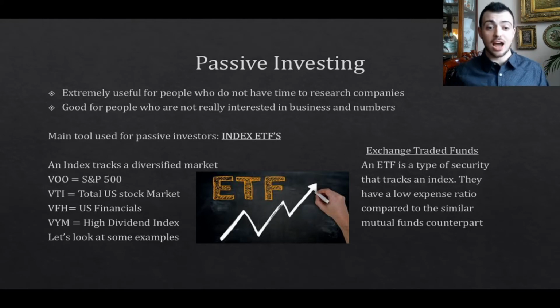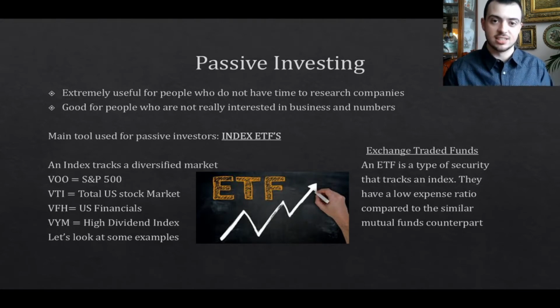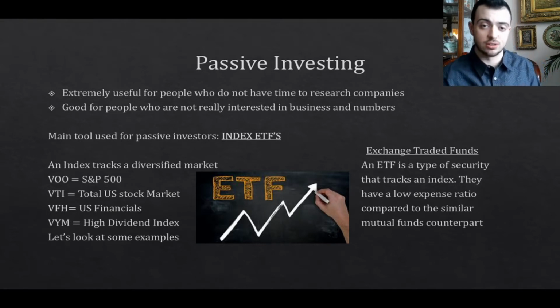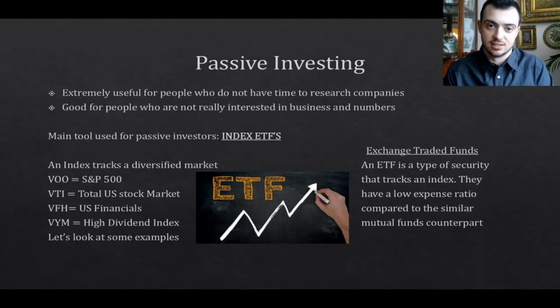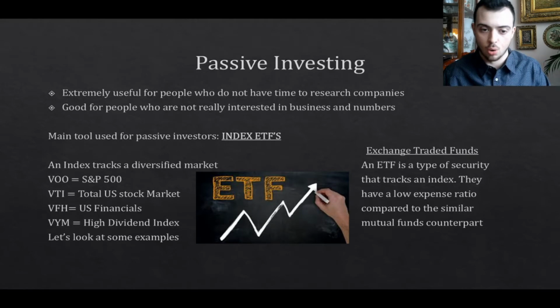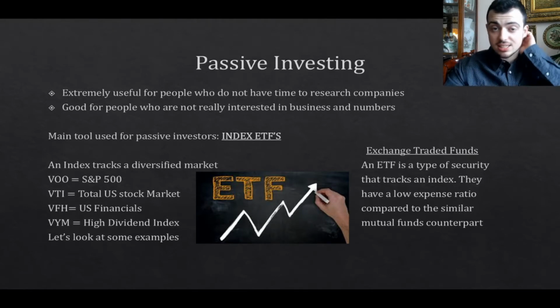And you also have specific purpose ETFs, such as the VYM, which is the high dividend index ETF. So this is going to incorporate the biggest and highest dividend paying stocks, as we learned the last time what a dividend was. And it's going to put them all in a basket that you could invest in to hopefully have a higher dividend yield than, let's say, a normal VOO. So first off, we're going to look at some examples.